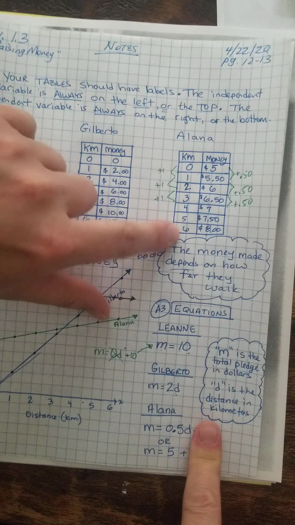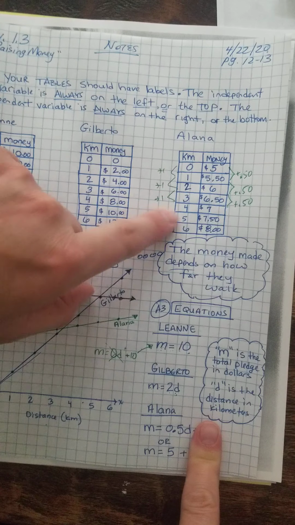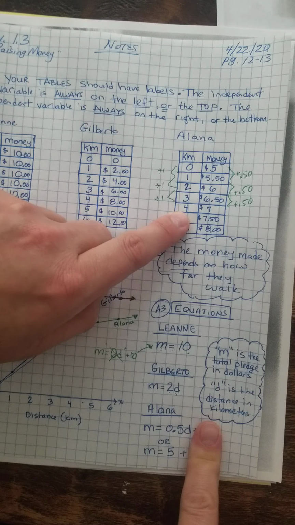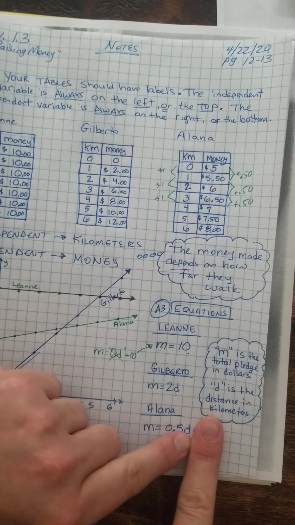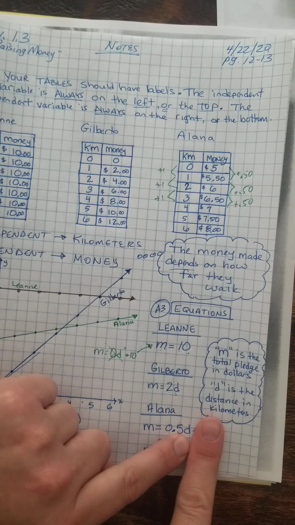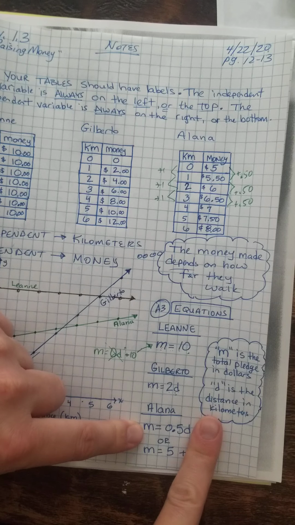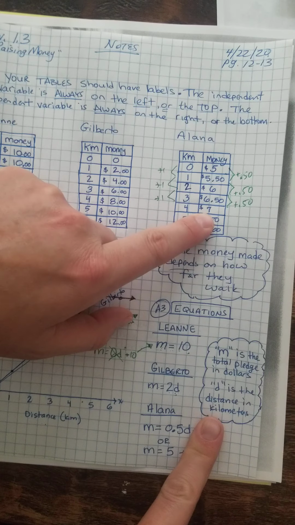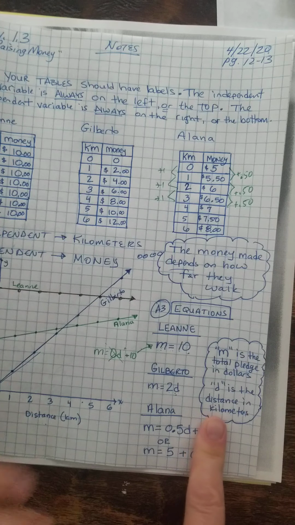Plug in the kilometers. See, do a point tester, right? So here, if I took 4 and plugged it into D, 0.5 times 4, my money would only come out to $2. But I know in my data table that she has made $7. So what do I need to do to change that?